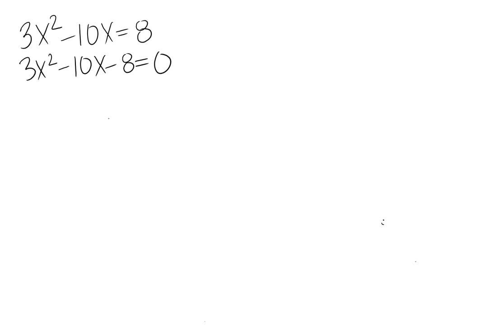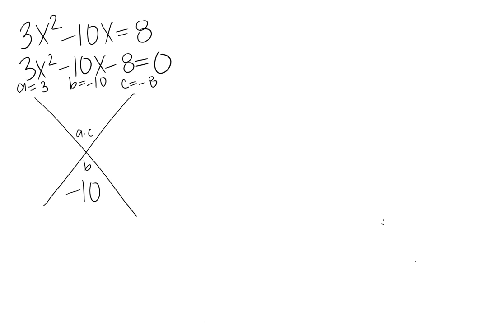So the next step is going to be to use an x, and we're going to fill in a times c up top, and we're going to put b in the bottom. For this example, a is my leading coefficient, so a is 3, b is negative 10, and c is negative 8. So b is going to go down here. And then a times c would be 3 times negative 8, which is negative 24.